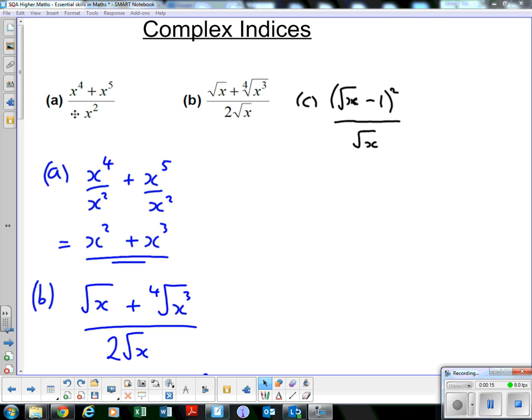So if we have an addition or subtraction of terms on the top, so a sum or difference of terms, we need to split it up into two separate terms. So we're going to have x to the 4 over x squared plus x to the 5 over x squared. And just applying our indices rules from before, if we are dividing powers, we can just subtract them, so that comes out as x squared plus x cubed.